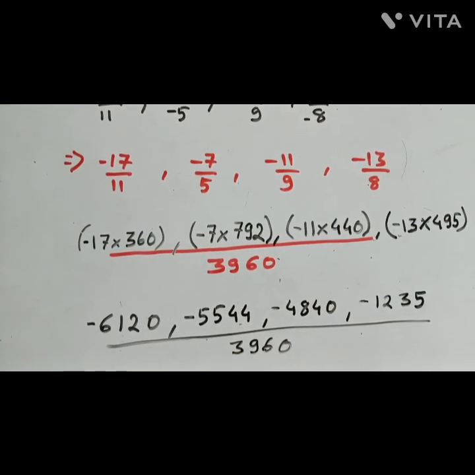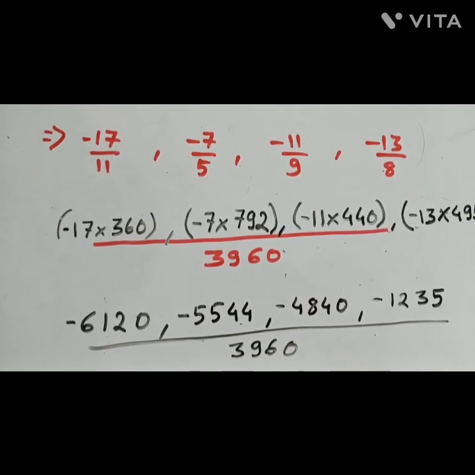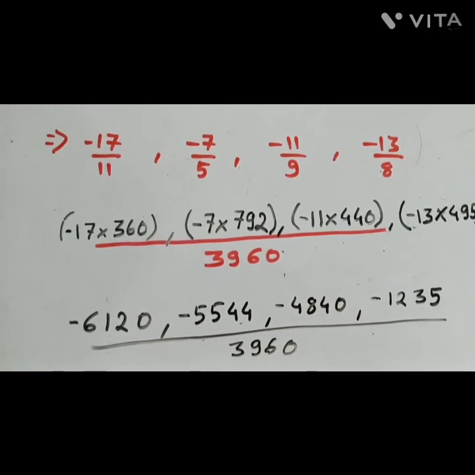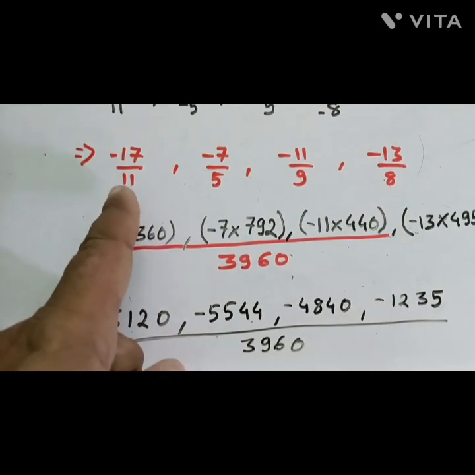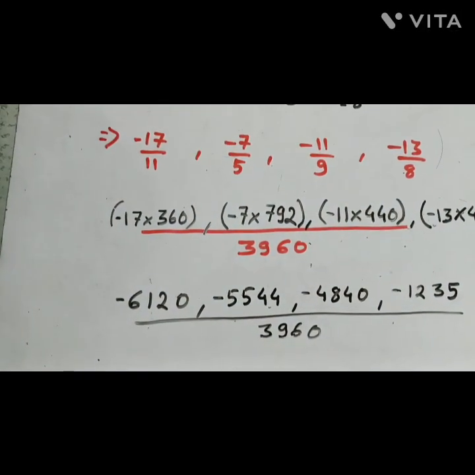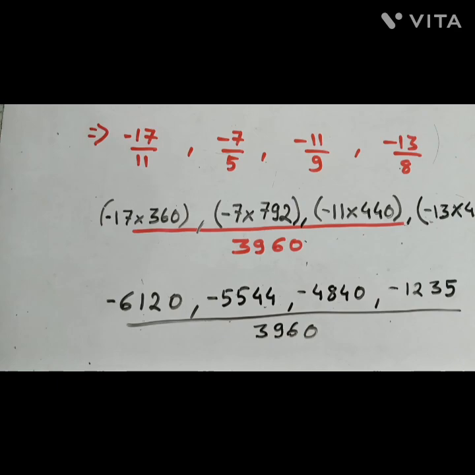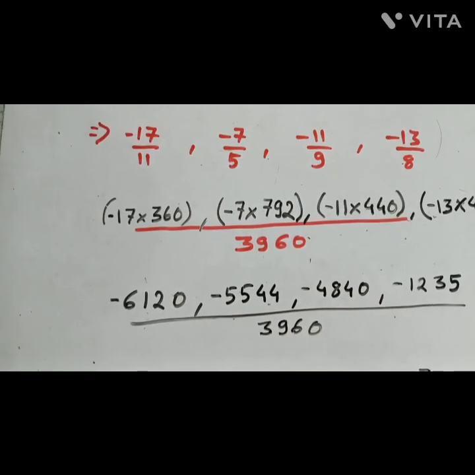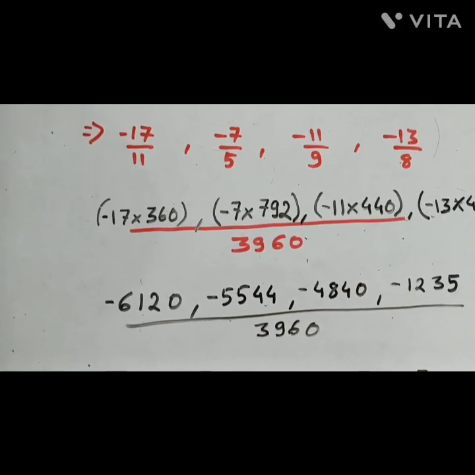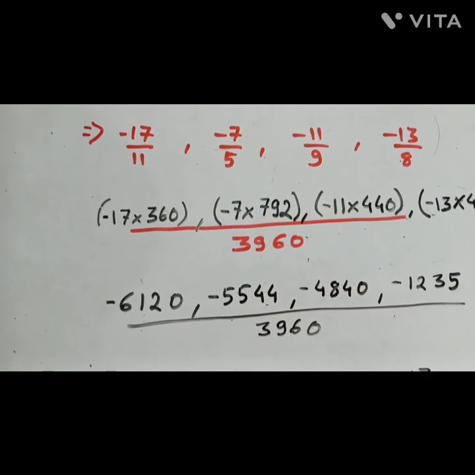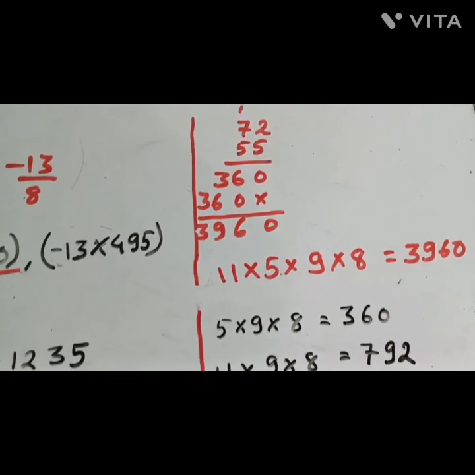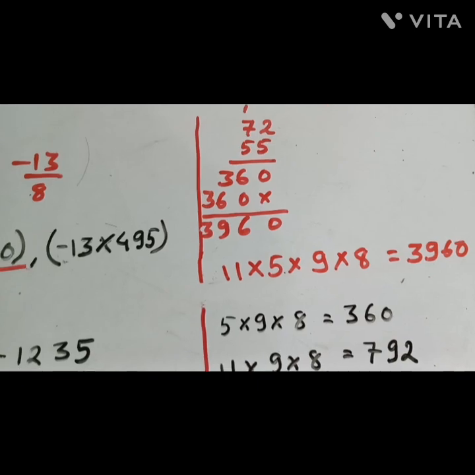So minus 17 by 11, minus 7 by 5, minus 11 by 9 and minus 13 by 8. Thereafter, the next step: see, all the denominators are not common to each other. No factors are common. 11 is 11 into 1, 5 is 5 into 1, 9 is 3 into 3 and 8 is 2 into 2 into 2. So we have to multiply 11 into 5 into 9 into 8, and the result is 3960.